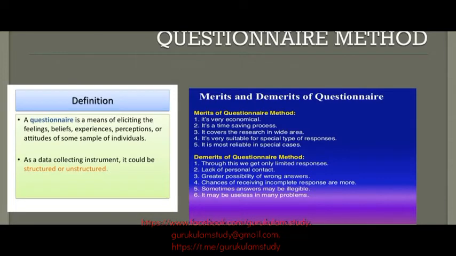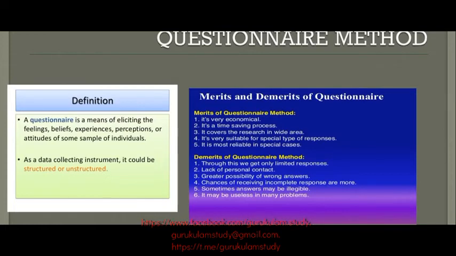What are the demerits? Through this, we get only limited responses, lack of personal contact, greater possibility of wrong answers, chances of receiving incomplete responses, and more. Sometimes answers may be illegible, it may be useless in many problems. So you can understand by this what is questionnaire.